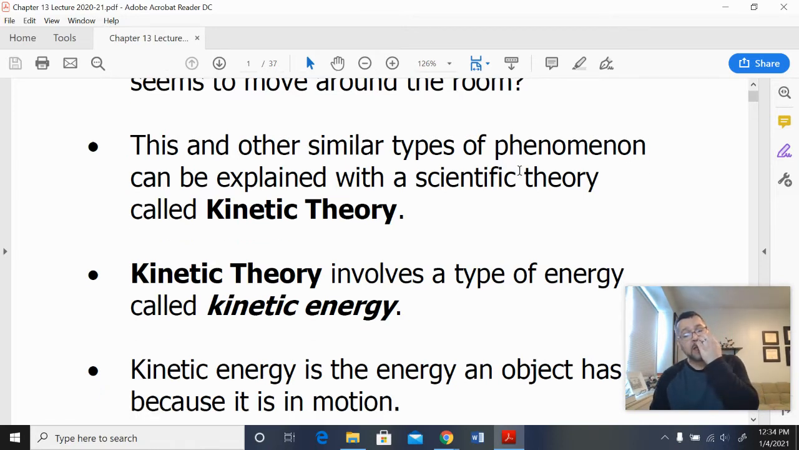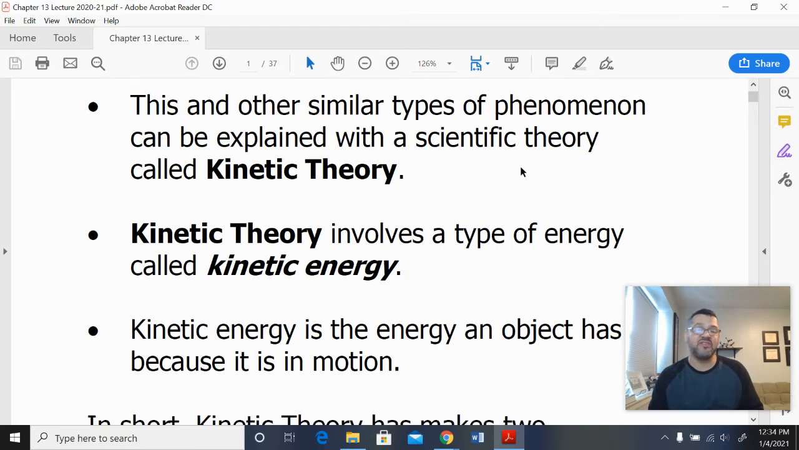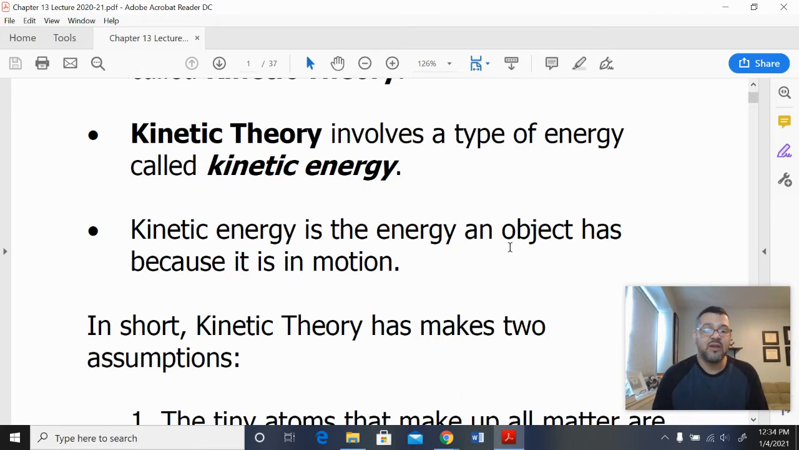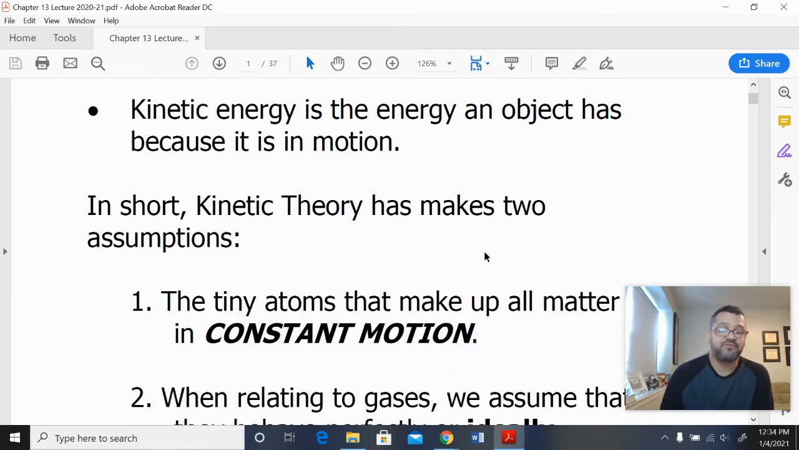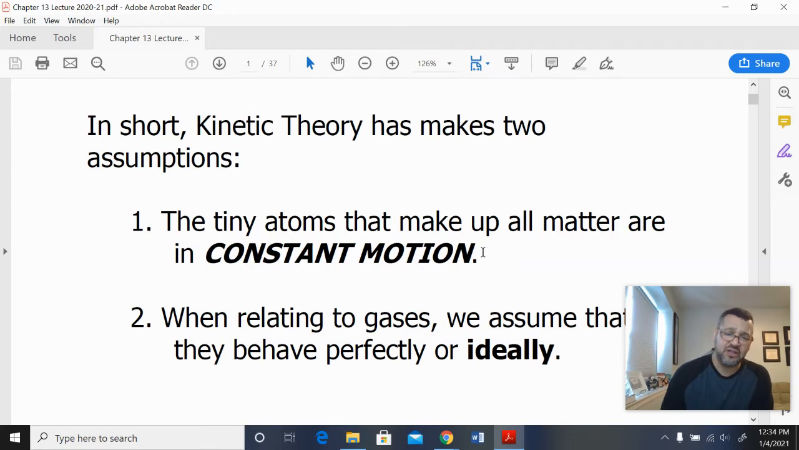And kinetic theory is an idea that uses kinetic energy as a base for how it is that energy gets transferred from point A to point B, and then that controls the behavior of how gas particles behave. So kinetic energy, as you recall, is the energy that an object has because of the fact that it's in motion. So what kinetic theory does is makes two really important assumptions.